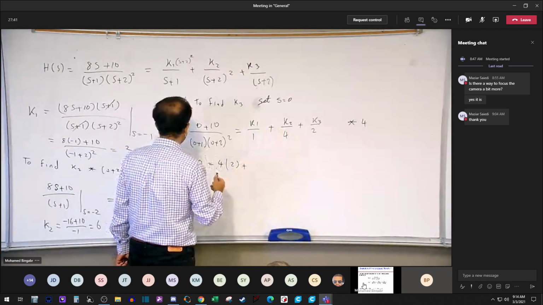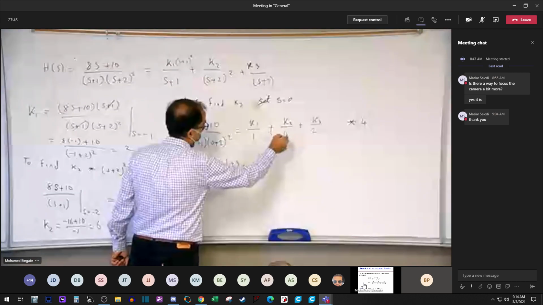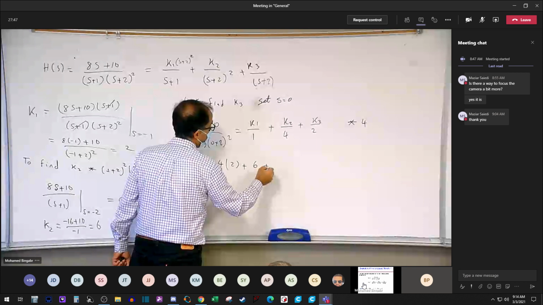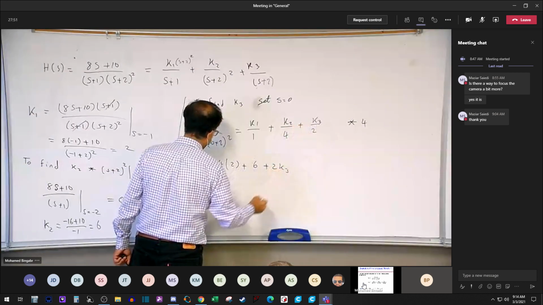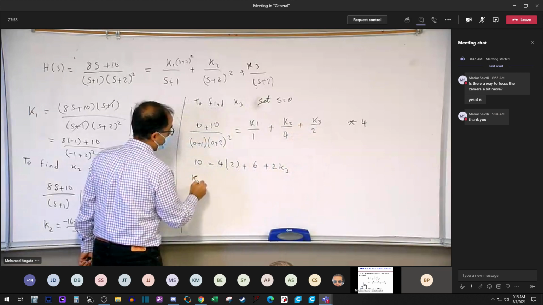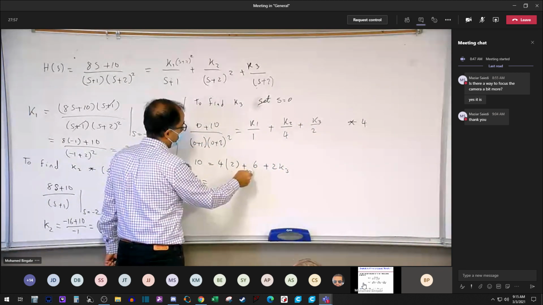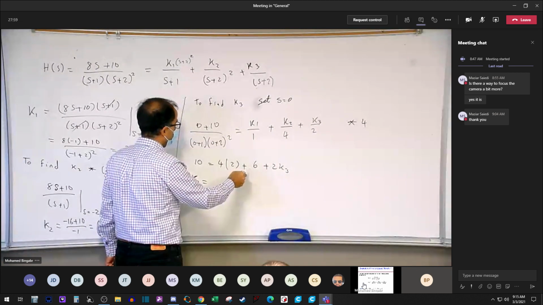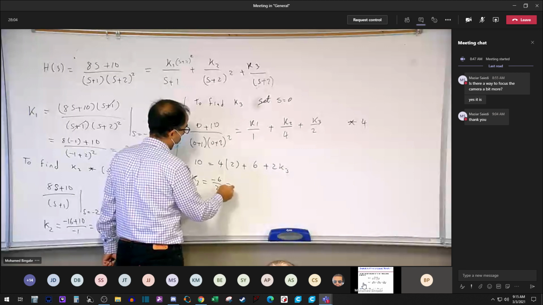K2, we find K2. Yeah, 6. Multiplied by 4 would cancel this 4 plus... Multiply this by 4, you get 2K3. And from here, K3 will be 4 times 2 is 8 plus 6, 16 minus 10 minus 6 over 2 minus 3.